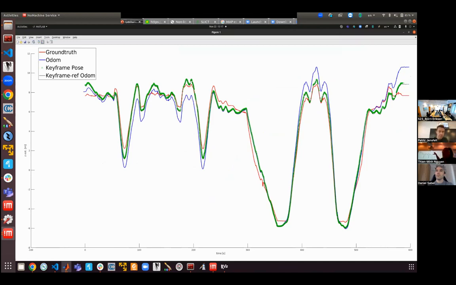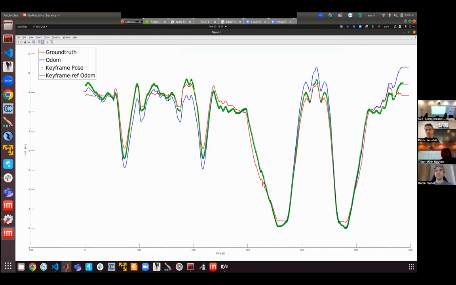This is an experiment with loop closure. Red one is the ground truth, but this one has a loop closure, but the odometry is still less accurate. I mean, the odometry still has a lot of error.